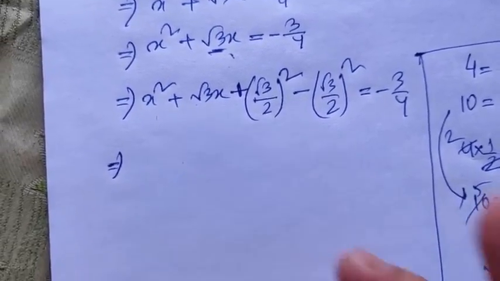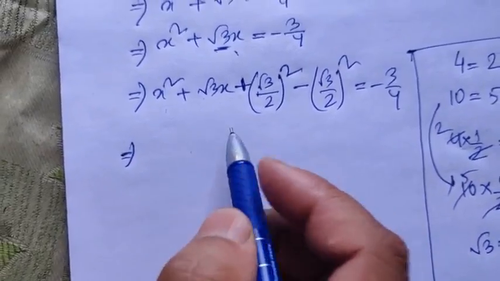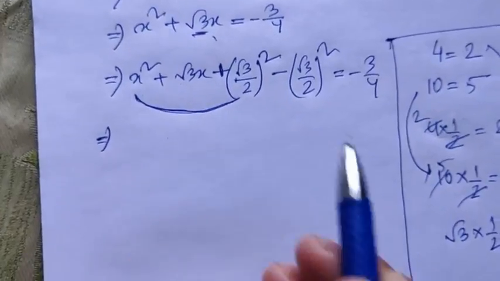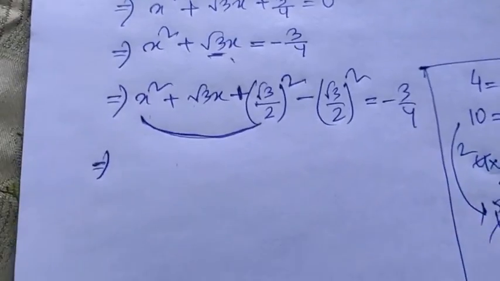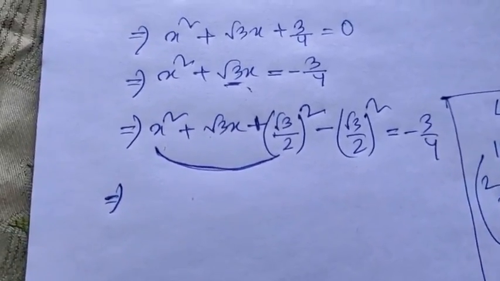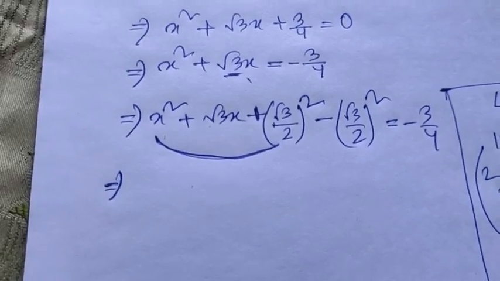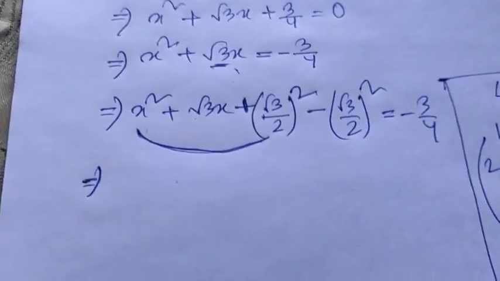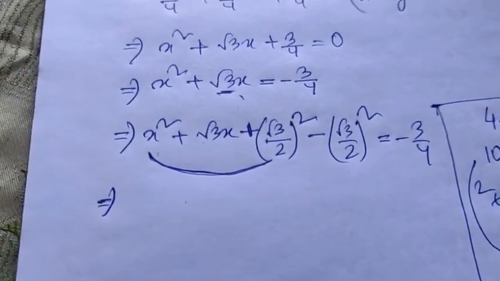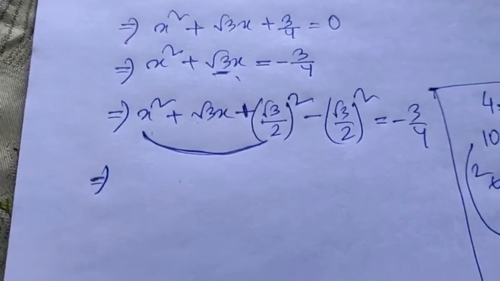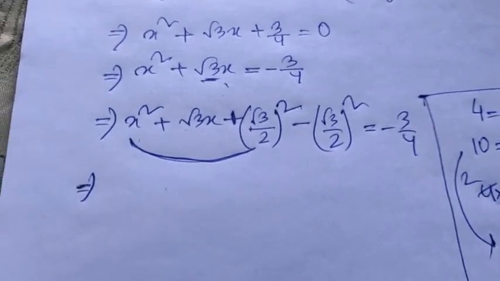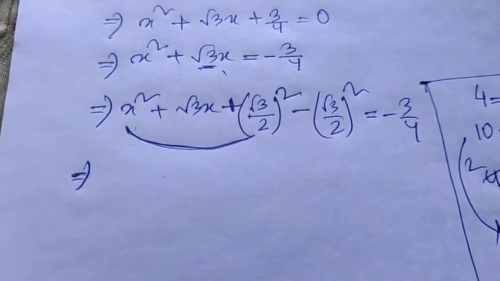Now you will see the first three terms. Why are we looking at the first three terms? Why not these four terms? Remember that we are still doing the completing the square method. You recall the square formulas like a plus b whole square, a minus b whole square. Originally, a plus b whole square is a square plus 2ab plus b square.